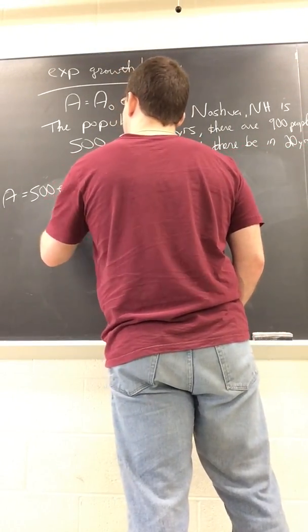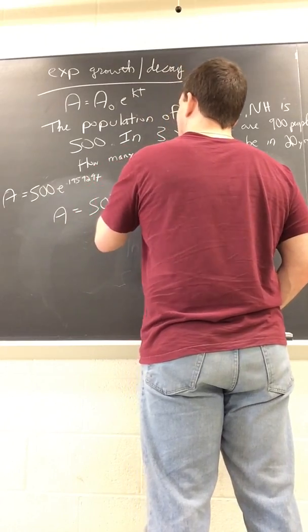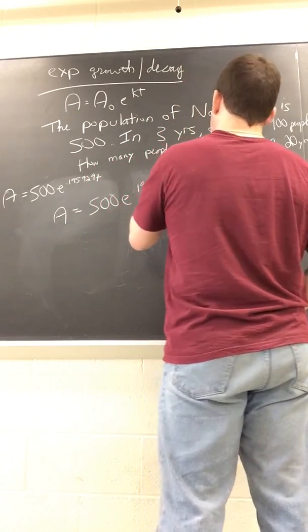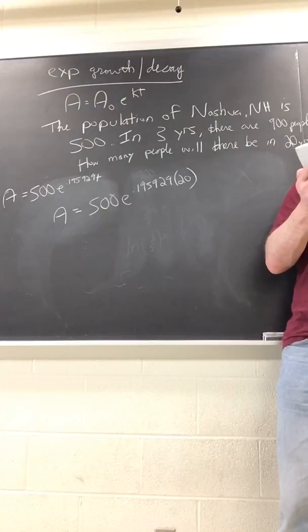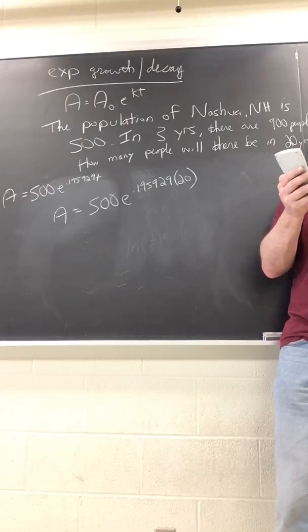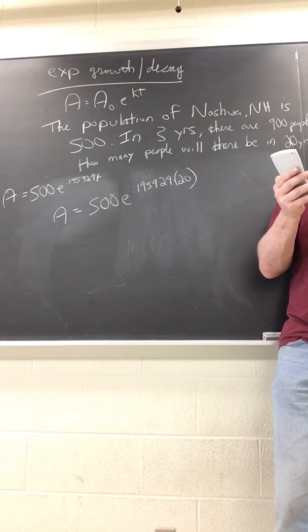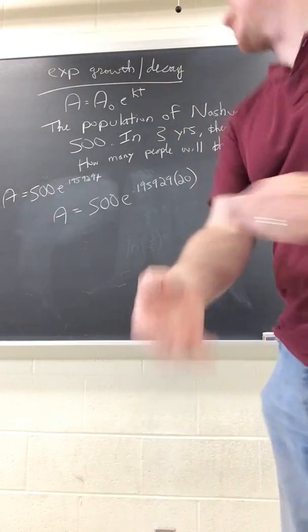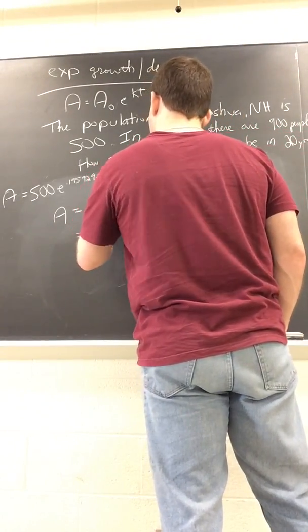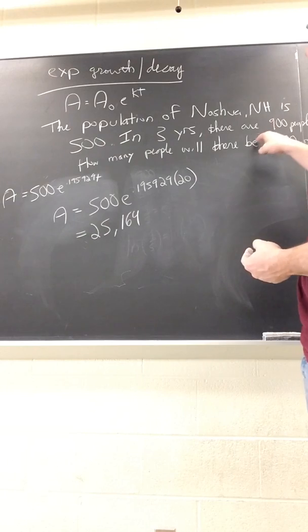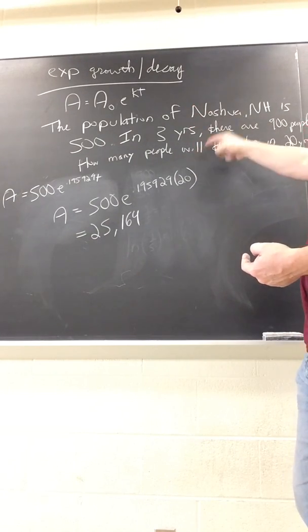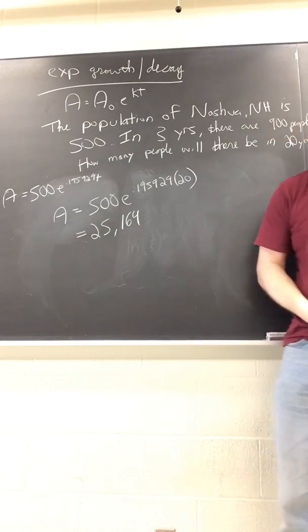So we get A equals 500 times e to the 0.195929 times 20. And then just throw it into your calculator and get an answer. And again, for the purposes of this, we'll get 25,164. There we go. And that's logical. It makes sense. The population is growing from 500 to 900 in a couple of years, and then almost 18 years later, it's up to 25,000. So that works.